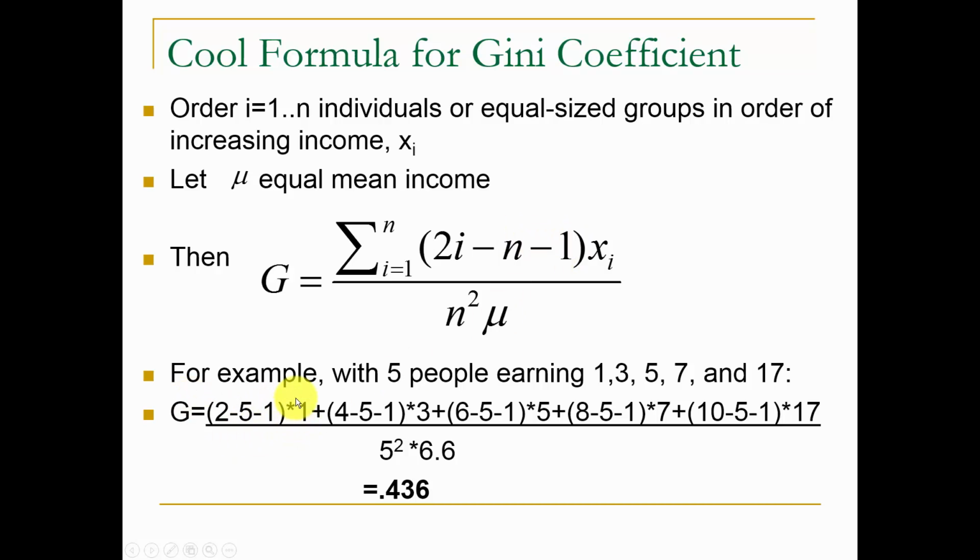Okay, you just subtract 1. And then you multiply that times x, which is the average income of the people in that group. And in our example, that was 1 for the first group. And then you repeat this process for the second group, the third group, the fourth group, and the fifth group. And you sum all those numbers on the top, and you divide it by n squared, which in this case is 5 squared, times the average income. And the average of 1, 3, 5, 7, and 17 is 6.6. Then you get the Gini coefficient, 0.436. Again, it looks like a very odd formula to be calculating an area and then calculating the proportion of that area, but trust me, it works.